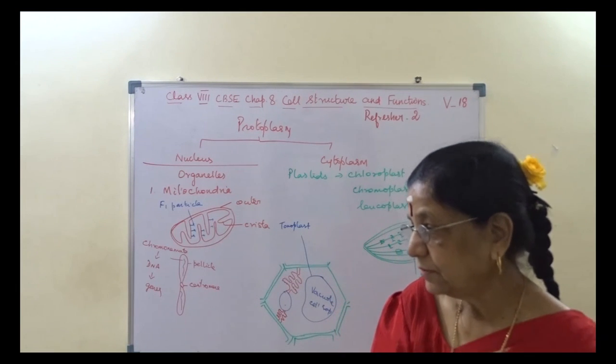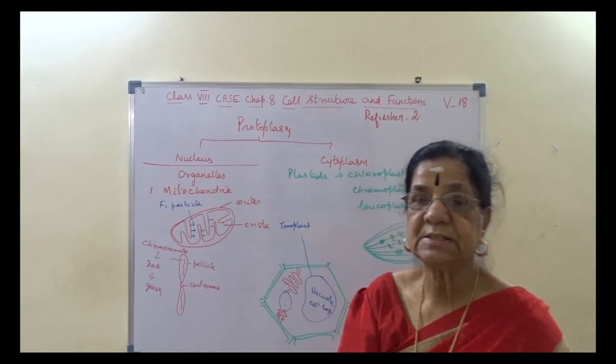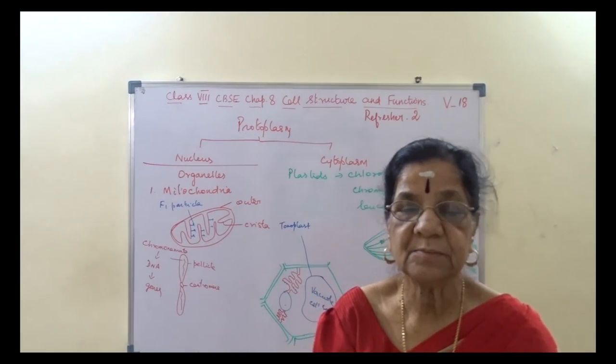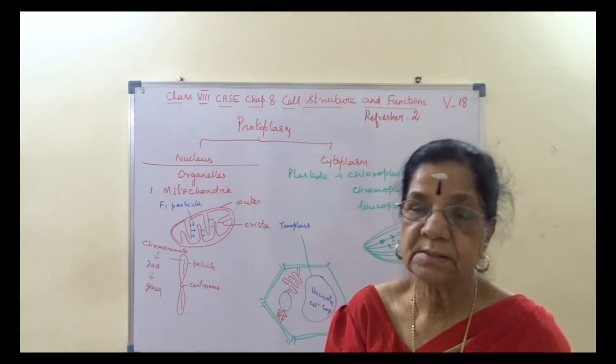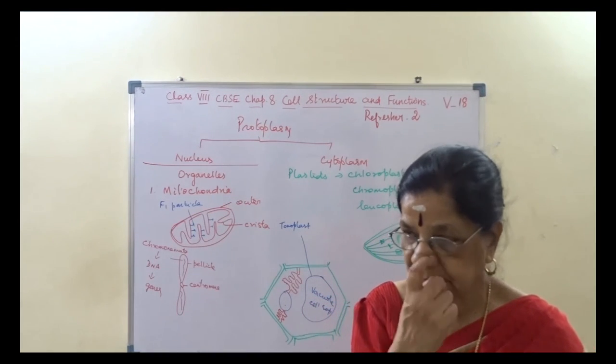So as far as the vacuole is concerned, it is larger in size in plant cell, absent in animal cell. If present, they are smaller in size.